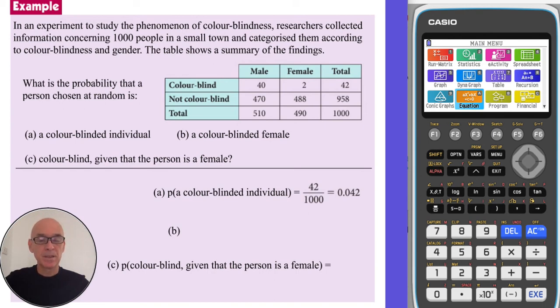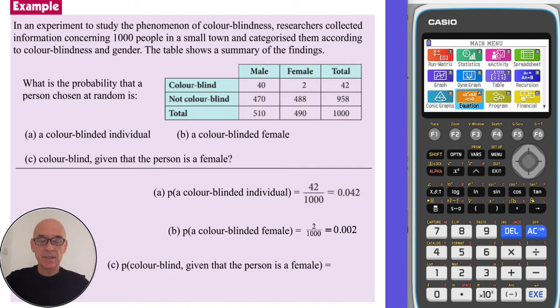In part B, the probability of selecting a colour-blinded female, well, there are 2 colour-blind females, and so the probability is 2 over 1,000, 0.002.